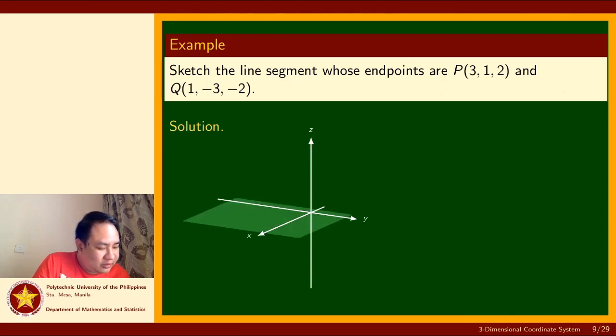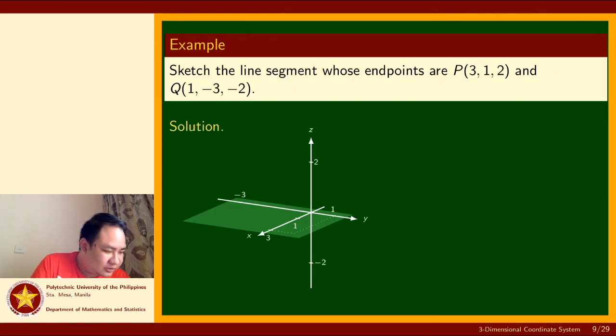Next, we label. Here we show the xy plane for a better visual understanding of the situation. The next step is to label the important points. For example, the x-coordinates 1 and 3 are marked as shown. The y-coordinates negative 3 and 1 are marked as shown. And the z-coordinates negative 2 and 2 are also marked as shown. Take note that the markings must be parallel to the given axis.